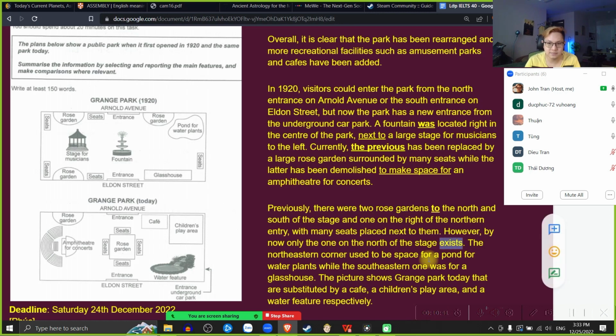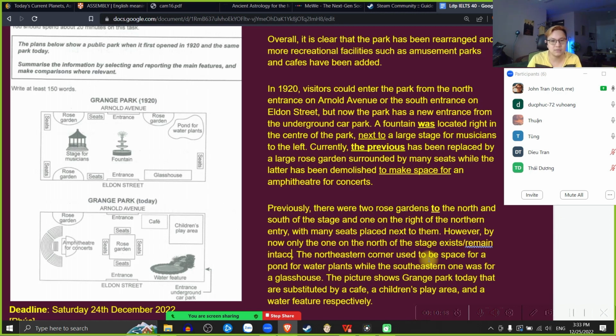Hoặc là còn một cách nào khác nữa. Remain intact. We have the word remain intact. Vẫn còn không đổi, vẫn còn không có bị đụng vào. Remain intact, you can say that.